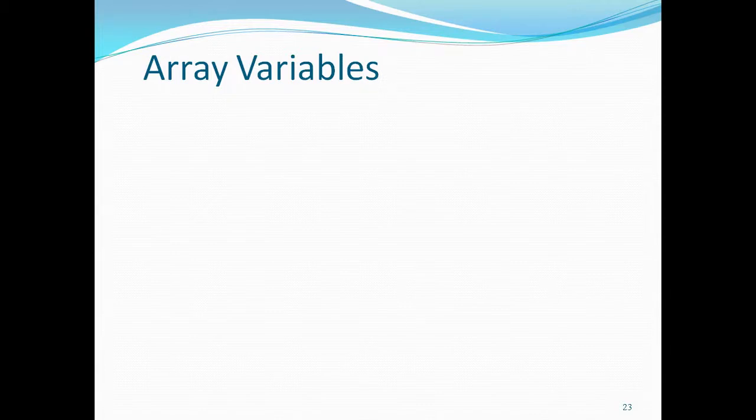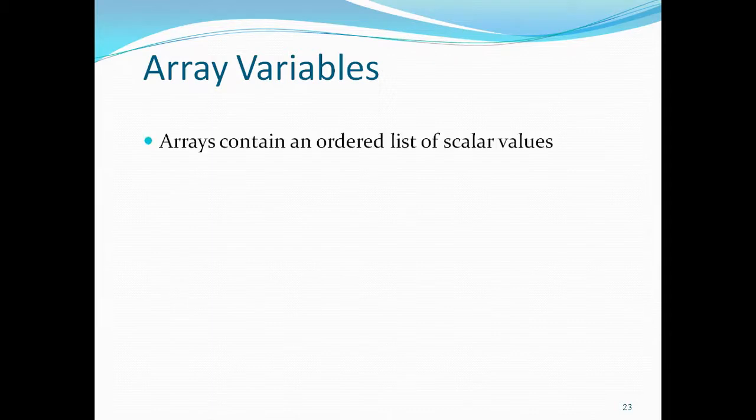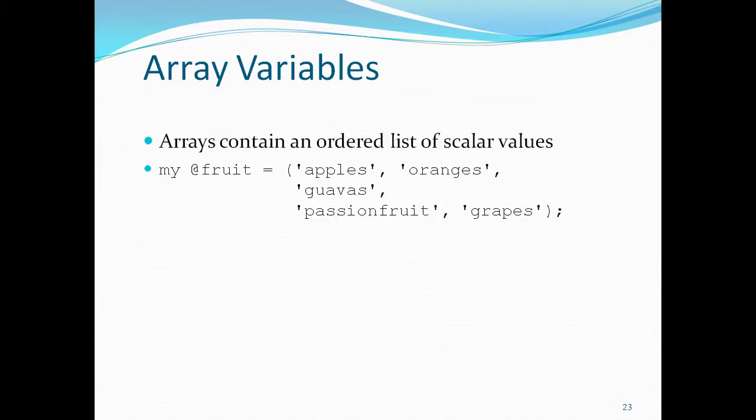So what is an array? An array is nothing but the storing of dissimilar data items in a single variable. That is called an array. Let's see. An array contains an ordered list of scalar values. So for example, I wanted to store fruit names into a variable. You can declare either in a scalar variable or an array.